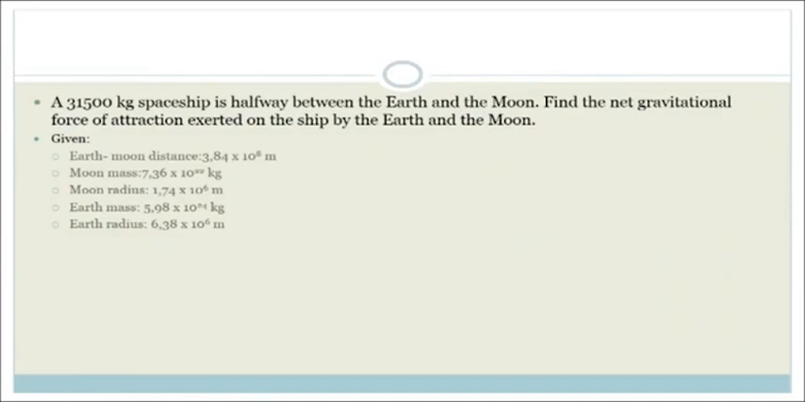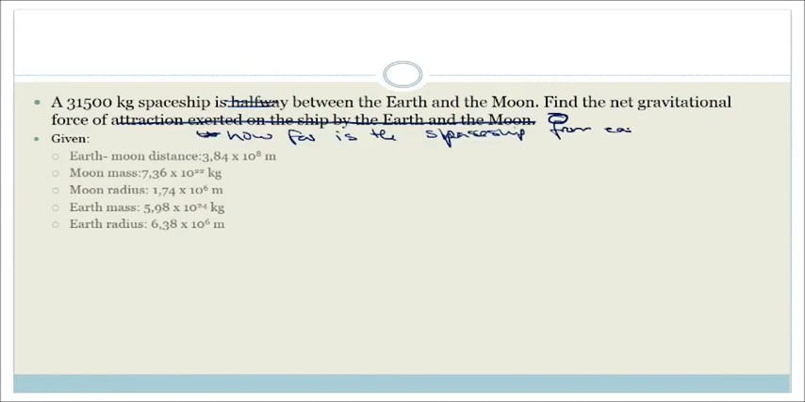Okay, so let's say, for example, that instead of saying it's halfway, we're going to say the net gravitational force of attraction exerted by the Earth and the Moon is zero. So there's a zero net force. And we want to know how far the spaceship is from Earth.